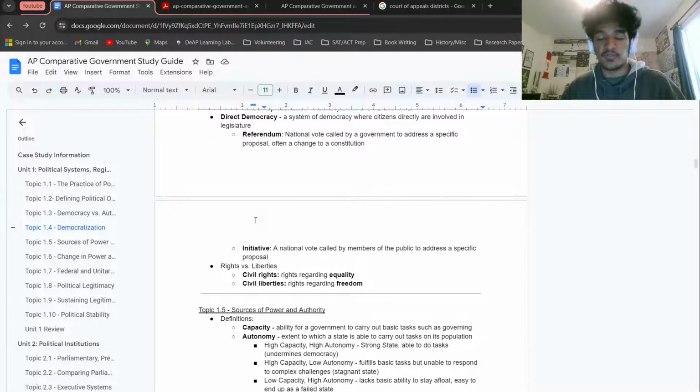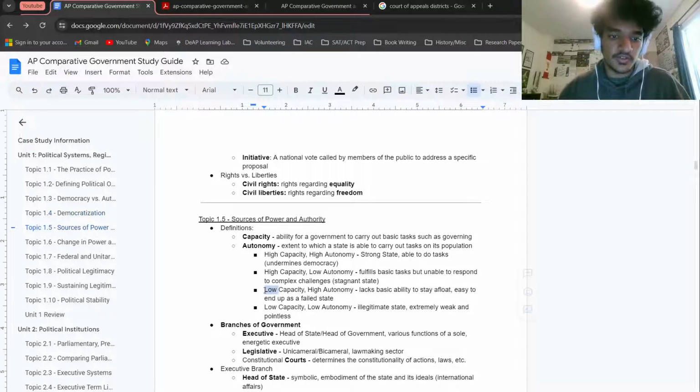The 19th Amendment was a civil right. But the First Amendment was a civil liberty. The Fifth Amendment was a civil liberty, if that makes sense. And if you know your amendments, the 14th was equality for Black people, African Americans, and the 19th was voting rights for women, right?